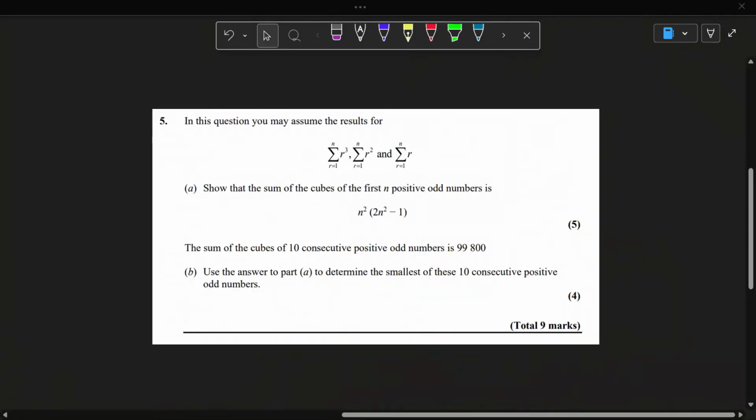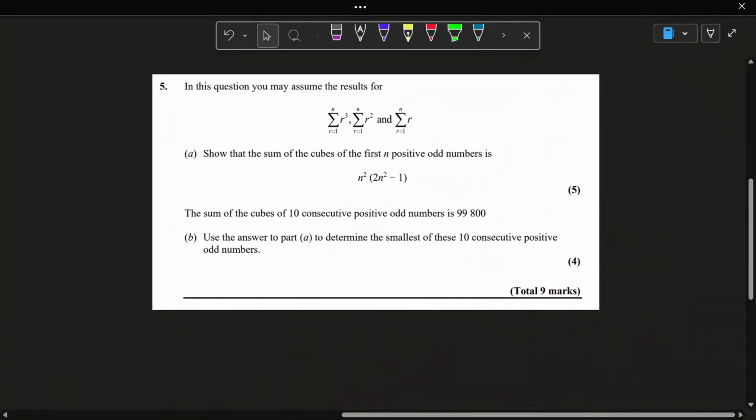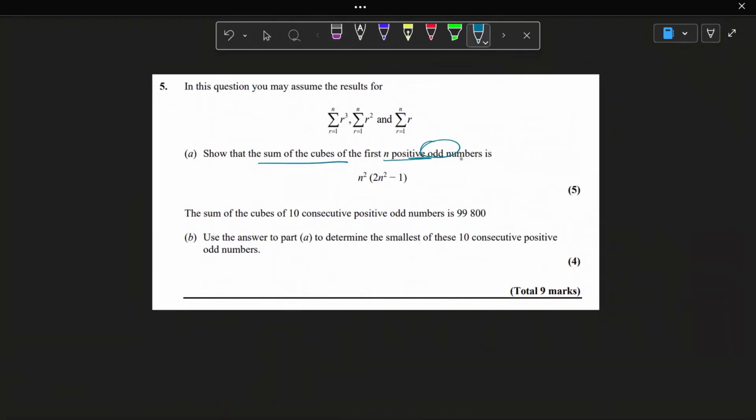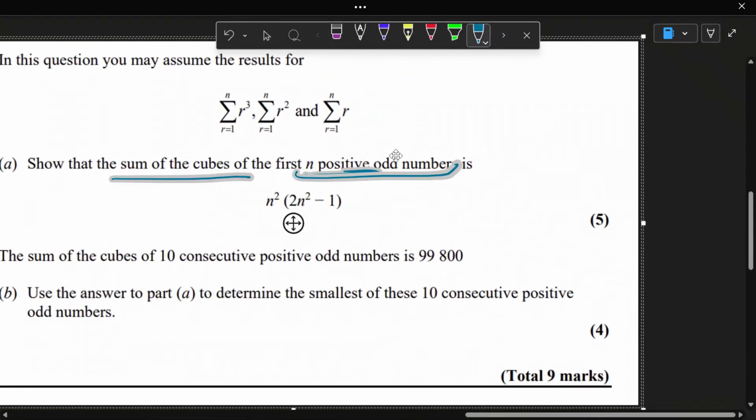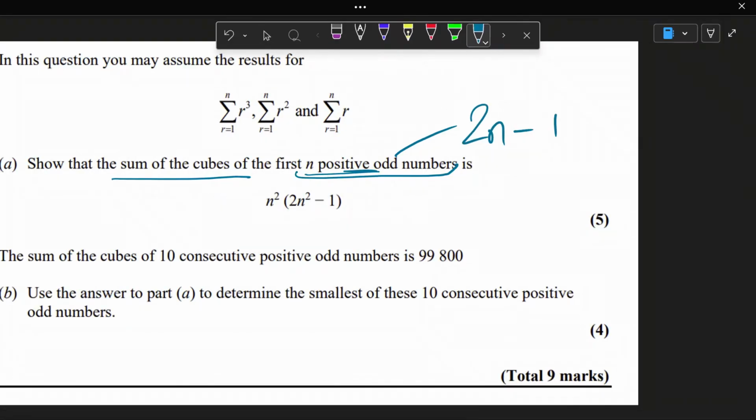Perfect. Okay, for this question, we'll start off with this. So start with cubes first, n positive odd numbers is this. The first bit of thinking that we need to do is how can we put this as an expression. n positive odd numbers. Call an odd number, that would be 2n minus 1. You could say it's 2n plus 1. I would avoid that because then when you're starting from 0, you're actually skipping out 1, which would maybe cause some problems later on. So we'll call it 2n minus 1.